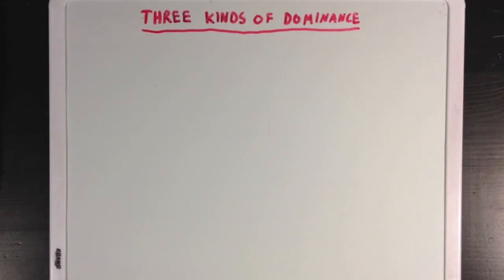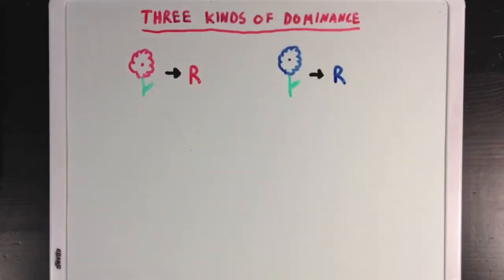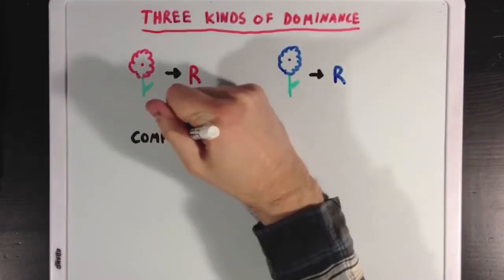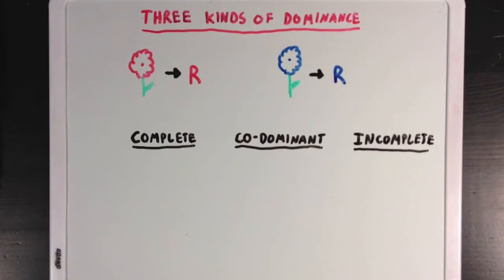And to explain this, I'm going to use a different example. So let's say we have this flower, and the red petal phenotype is coded for by the red R allele, and the blue flower phenotype is coded for by the blue R allele. So I'm going to introduce three different patterns of dominance, and they are complete dominance, which you've already heard of, codominance, and also incomplete dominance. And I'm going to explain what these two new patterns are through this flower example. So let's start by looking at three different genotypes and the phenotypes that you would see for each of them under each different dominance pattern.